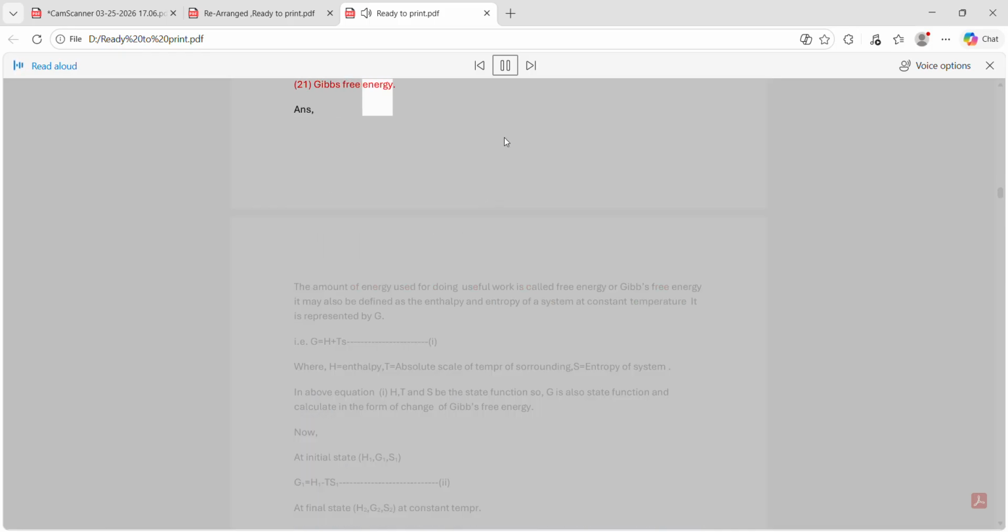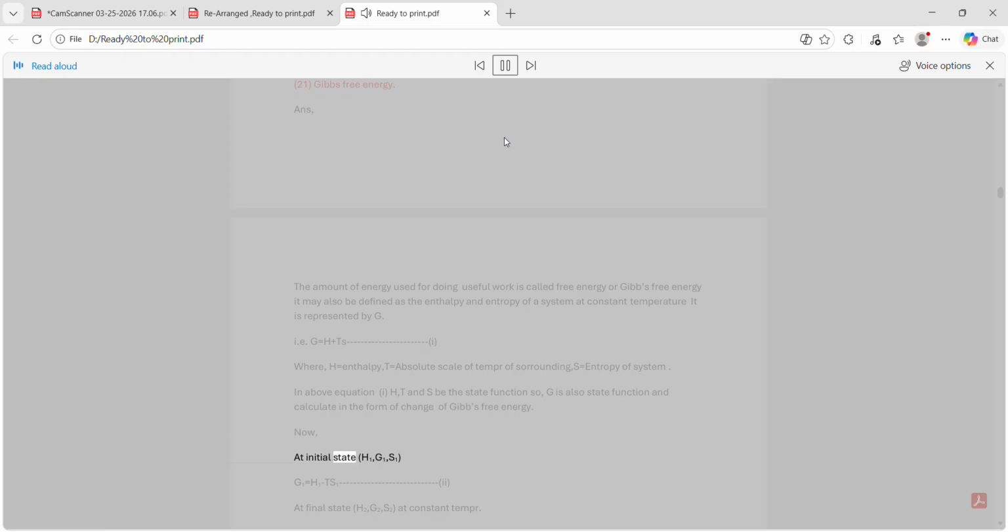21. Gibbs free energy. Answer. The amount of energy used for doing useful work is called free energy or Gibbs free energy. It may also be defined as the enthalpy and entropy of a system at constant temperature. It is represented by G, i.e. G equals H minus TS, where H is enthalpy, T is absolute temperature of surrounding, S is entropy of system. In the above equation, H, T, and S are state functions, so G is also a state function and is calculated in the form of change of Gibbs free energy.